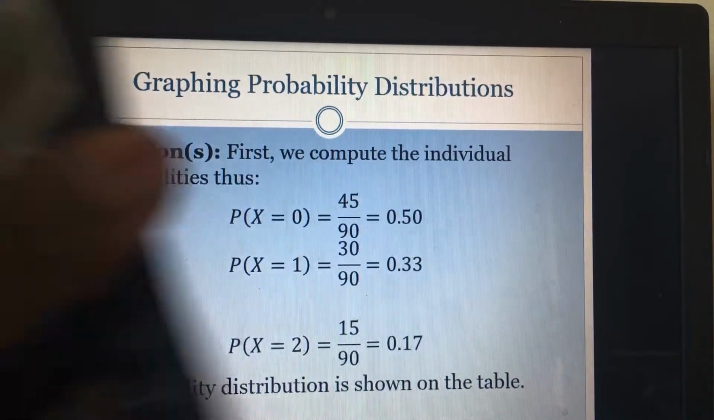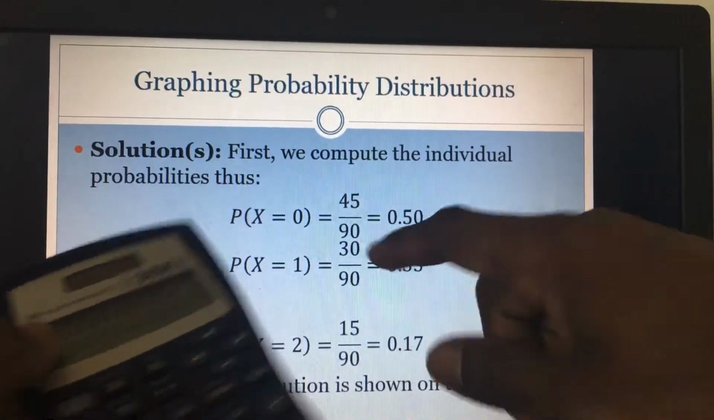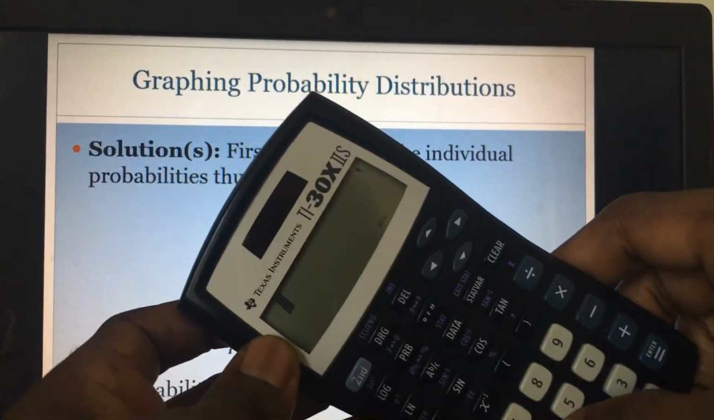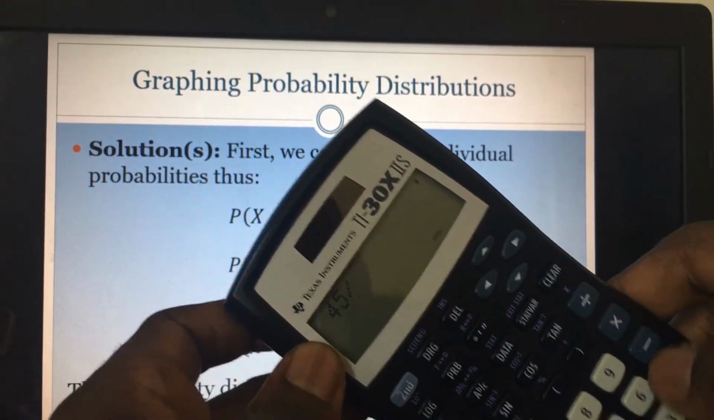You know, you can get it from the calculator. I always like to show it. Right, 45 over 90 gives us 45 divided by 90.